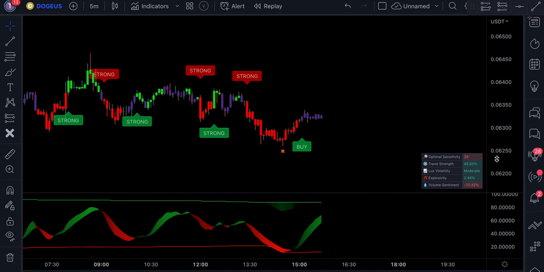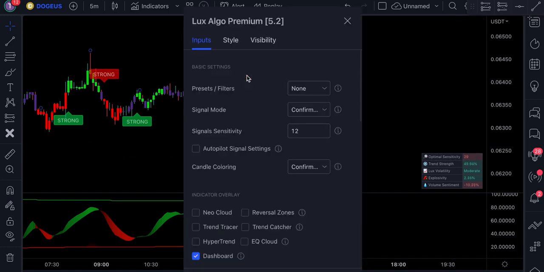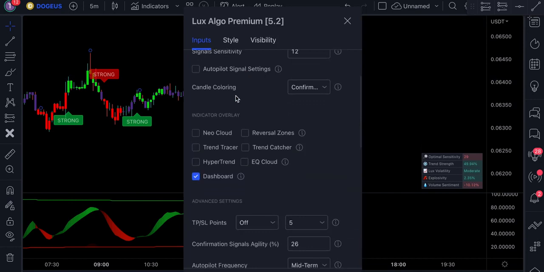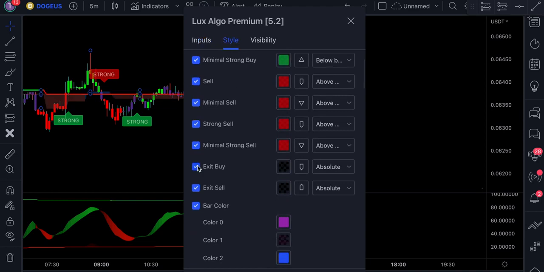And before we proceed with our strategy, we need to make some adjustments to this buy and sell indicator. So in the input section, let's first disable the dashboard and enable the Neo Cloud and Trend Catcher. And in the start section, let's get rid of these exit buy and sell signals.